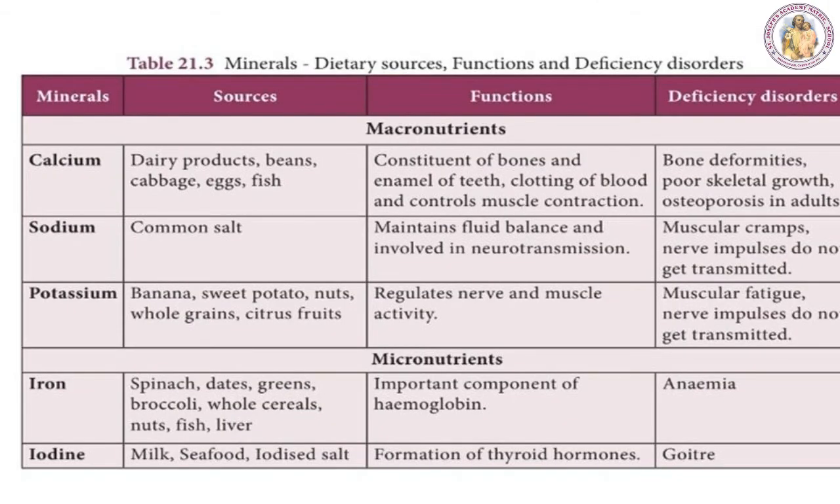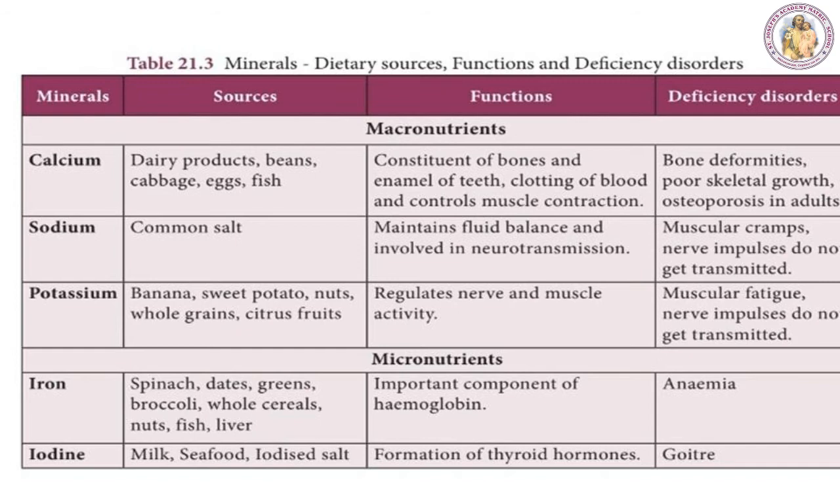In the next table, you will have minerals: dietary source, function and deficiency disorders. You will have calcium, sodium, potassium. These are macronutrients, and micronutrients are iron and iodine. You will have sources, functions and deficiency disorders. If you do not take in these, that is calcium, sodium, potassium, you will get deficiency disorders.